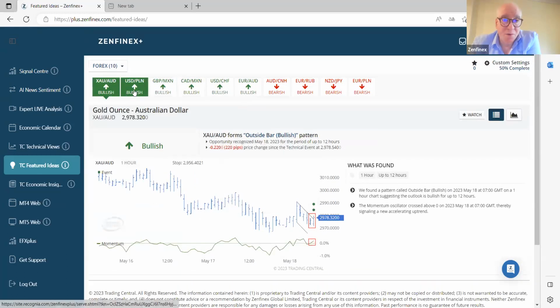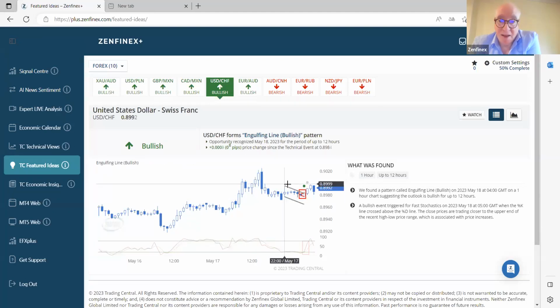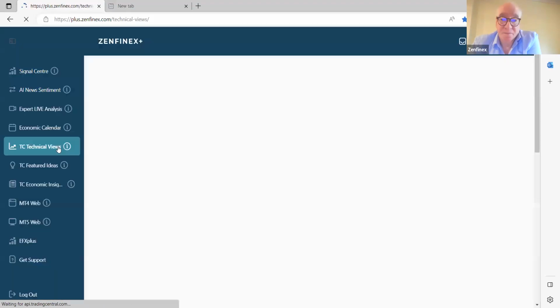And what it does, it will go through. I've got a Swissy here as well. So this pattern called engulfing line is a bullish flag in effect, basically. So prices moved up and then they came back down. So this is much more for education purposes. I would look at these and just see how other people are viewing the different instruments that you might be trading.